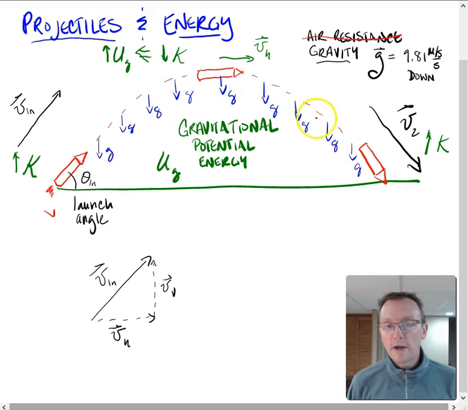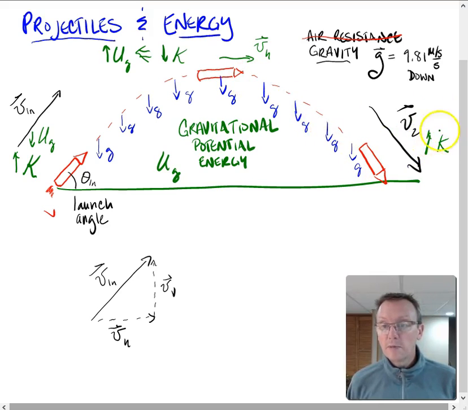And then as it starts to come back down again, the gravitational potential energy goes back down. So initially we've got high kinetic energy and low gravitational potential energy. That kinetic energy becomes potential as it gets higher and higher. And so at the top here, it has maximum potential energy and the lowest kinetic energy. And then as it begins to fall back down, it increases in speed, so it gains kinetic energy, but then loses this gravitational potential energy.